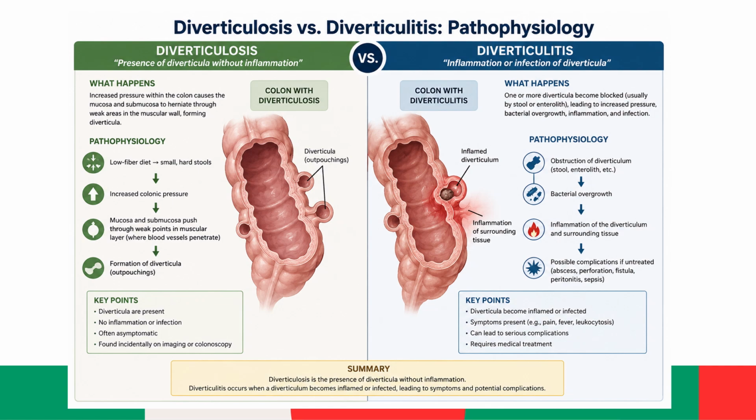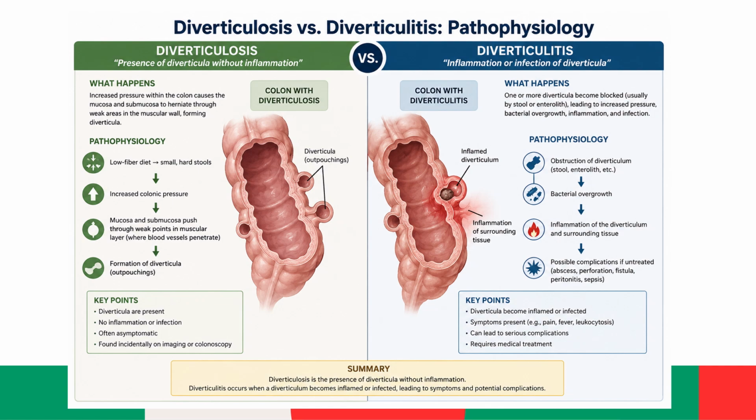Severe infection can ultimately progress to sepsis. So I want you to be thinking about these as a progression. So we can go from diverticulosis to diverticulitis. We have pouches present in osis. Now they're inflamed in itis.